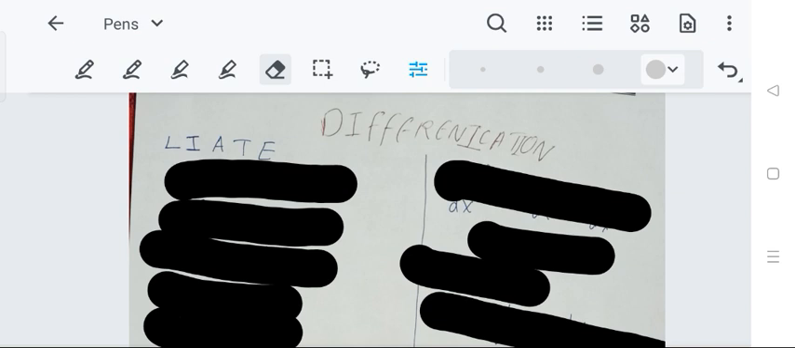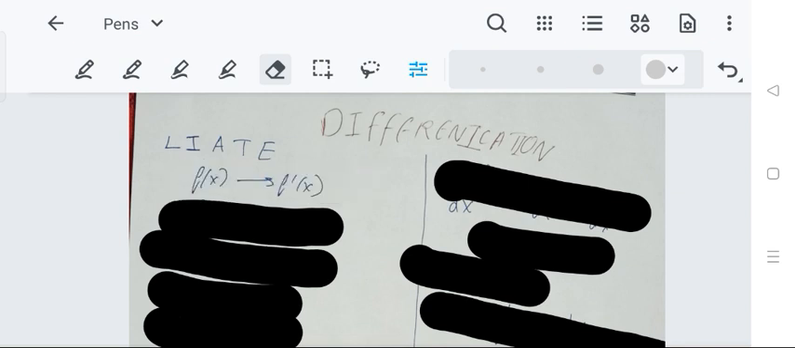Differentiation. The first thing you have heard about is the ILATE rule or LIATE rule. L stands for logarithmic function, I stands for inverse function, A stands for algebraic function, T stands for trigonometric function, and E stands for exponential function. Next, when we do differentiation, it is represented by f dash x.